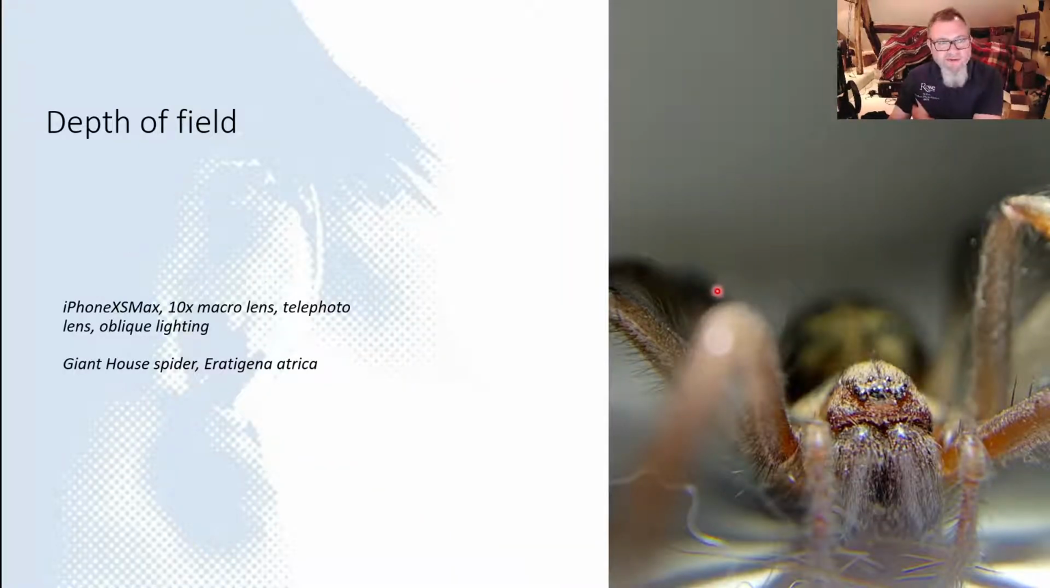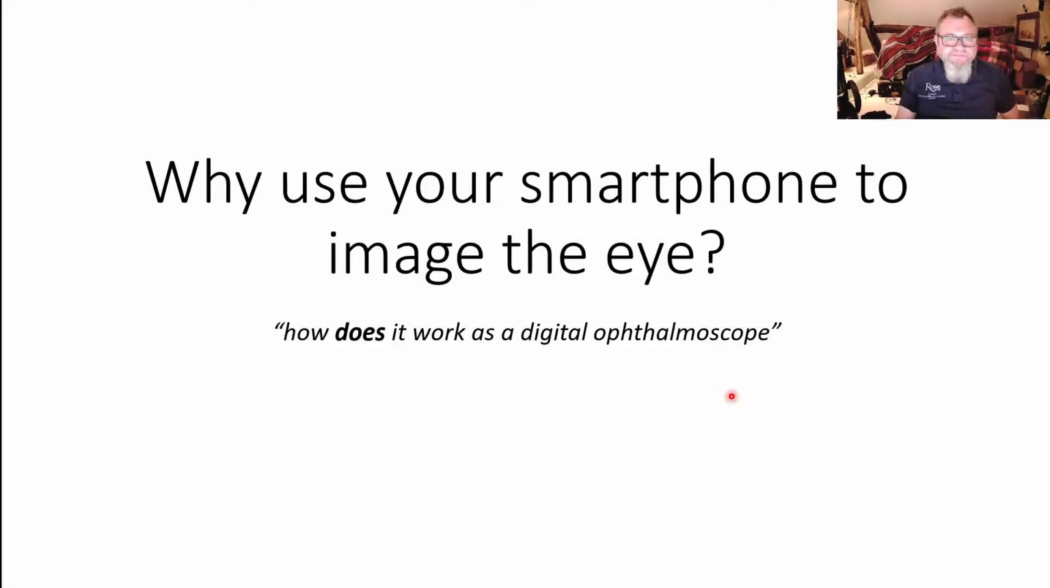This is an extreme example. This is using a 10 times macro lens on my iPhone, and this is looking at the eyes of a giant house spider. You can see beautifully in focus on his eyes and the legs in the same focal field. As his legs come towards me, they rapidly lose focus. And this little guy looks terrifying. Maybe he was only about the size of my large thumbnail.